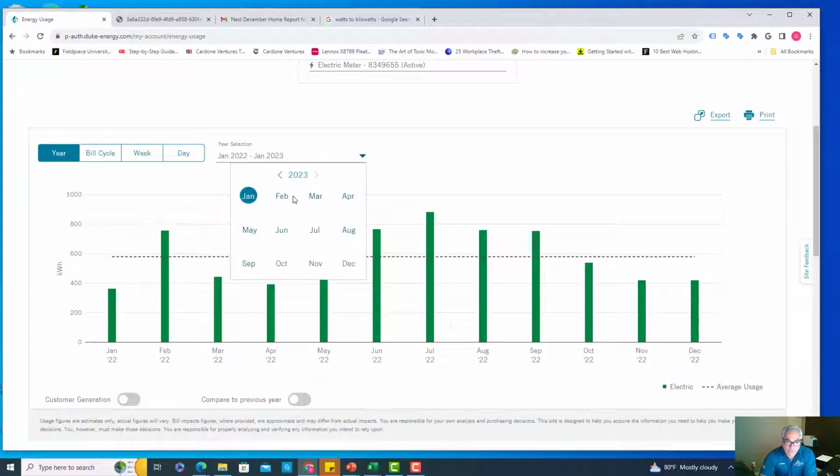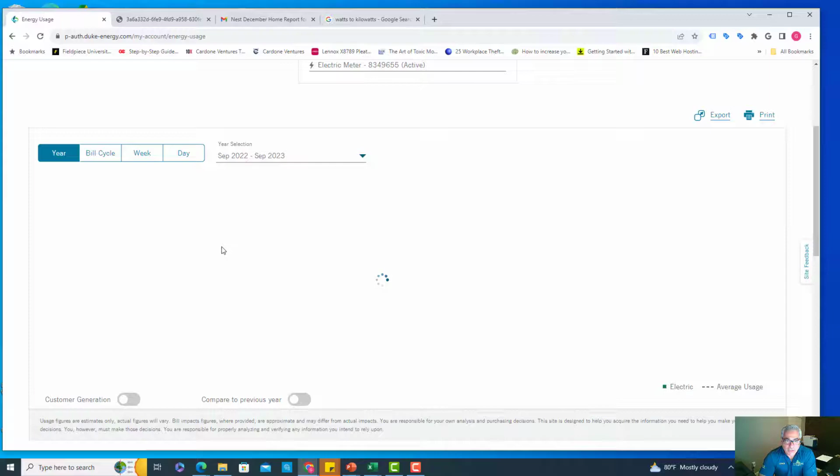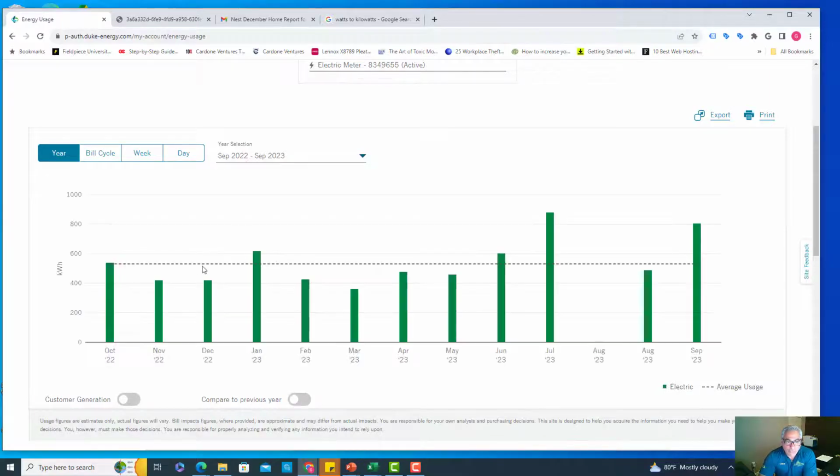When this year so far is just over 500. And we're going into the cooler months. So I don't expect it to go much higher. We're going into the cooler months. So I actually reduced. And the rates have gone up. And my usage has gone down.